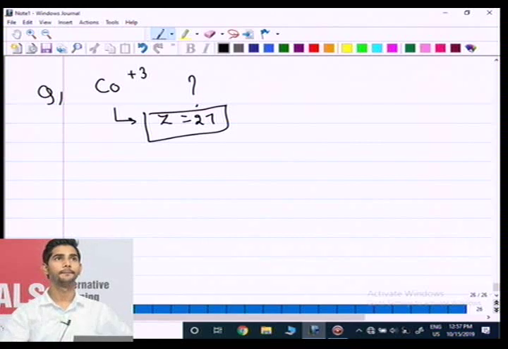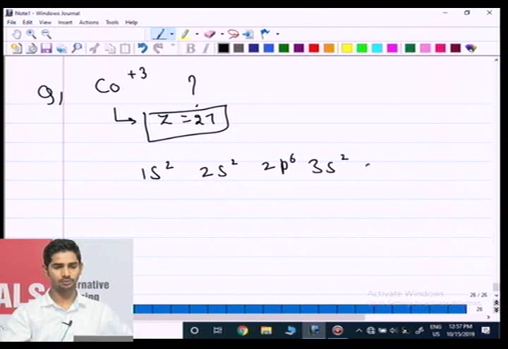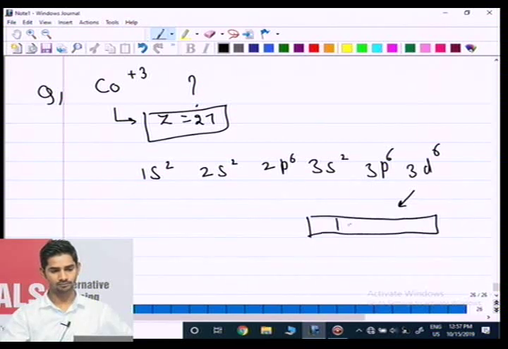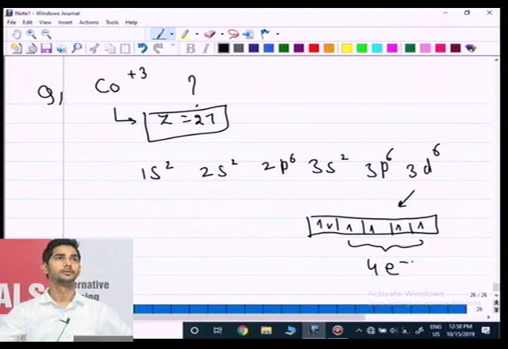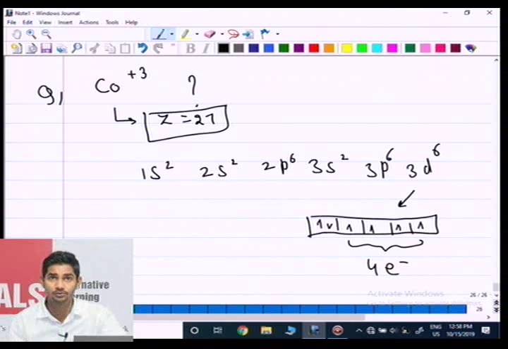Can we start? Good. 1s2, 2s2, 2p6, 3s2, 3p6, 4s0, 3d6. So in case of 3d6, it will look like this: 1, 2, 1, 1, 1 and 1. So you can see there are 4 unpaired electrons. Very, very good. Those who have got the right answer, well done, and those who haven't, please copy.